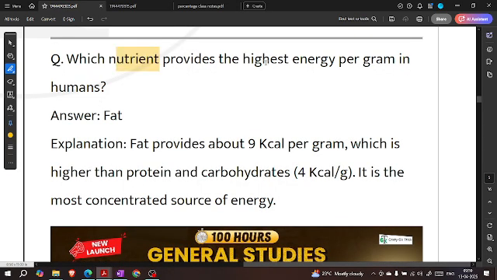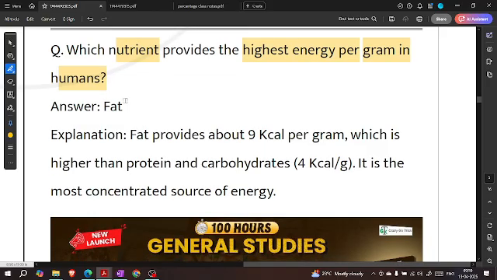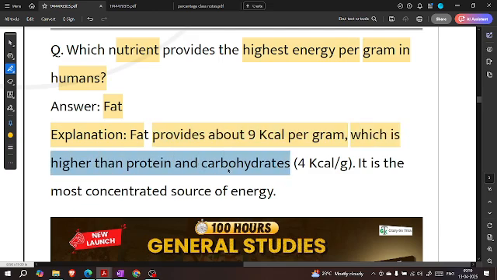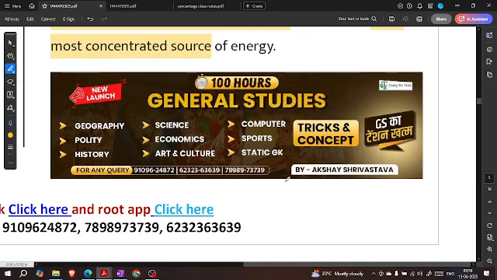Which nutrient provides the highest energy per gram in human? Fat. Fat provides about 9 kcal per gram, which is higher than protein and carbohydrate. It is the most concentrated source of energy.